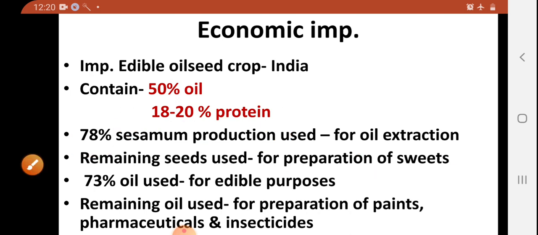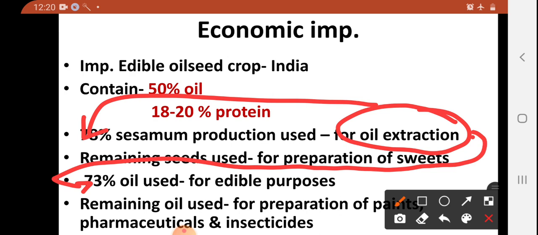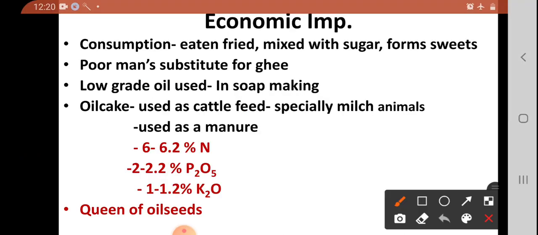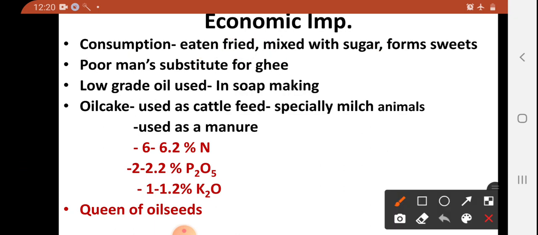See, oil extracted from this 78% of production, 73% oil is used for edible purpose, and the remaining oil is used for preparation of paints, pharmaceutical things and insecticides. Let us see, we can consume this sesamum, or we can eat by frying seeds, by mixing seeds with sugars, and by preparing various sweets. This sesamum crop is known as poor man's substitute for ghee.